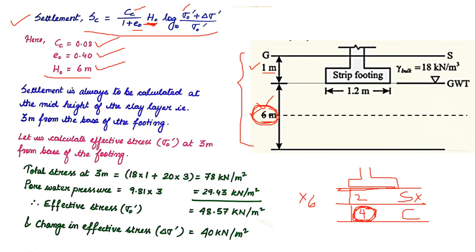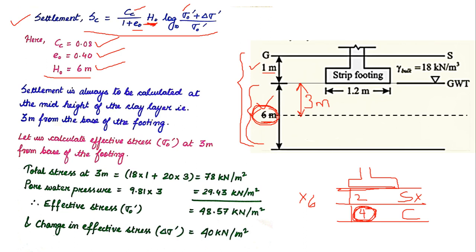Now the question is, where do I need to calculate the initial effective stress? At which depth? That is the main question. Settlement is always calculated at the mid height of the clay layer. This is another important thing you need to know. This is my clay layer, which has a height of 6 meters. So settlement will be calculated at its mid depth, that is at a height of 3 meters beneath the footing.